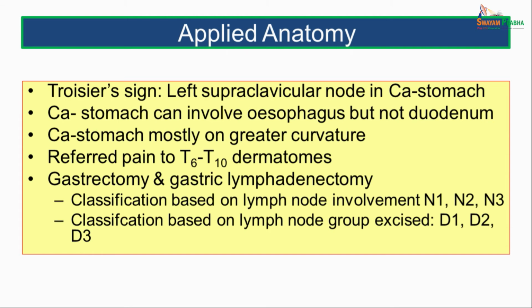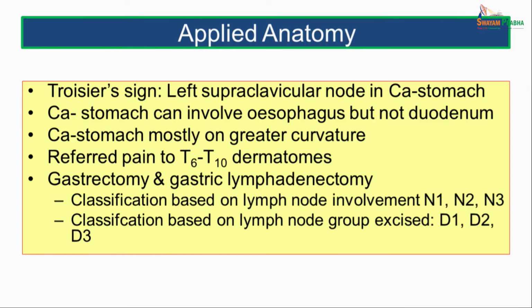The CA of the stomach, as I have said, can involve the esophagus because they have a common or a shared lymphatic drainage, but it does not involve the duodenum. The CA of stomach is most commonly seen as growths or tumors along the greater curvature. A referred pain from a stomach infection is taken up by the T6 to T10 dermatomes and thus is felt at regions which are supplied by these dermatomes.